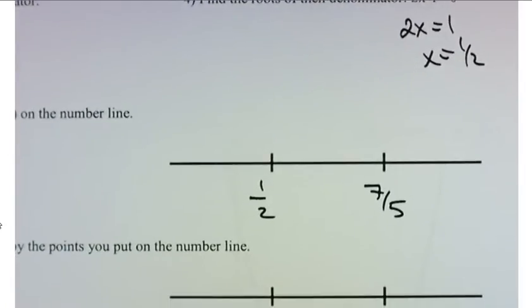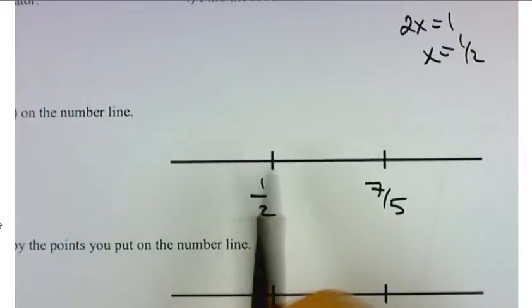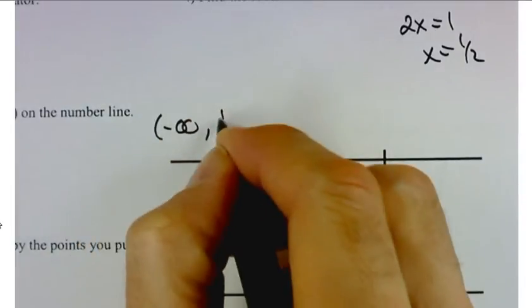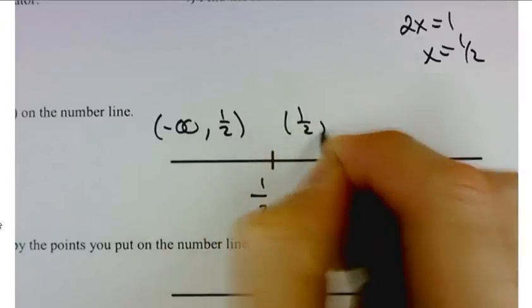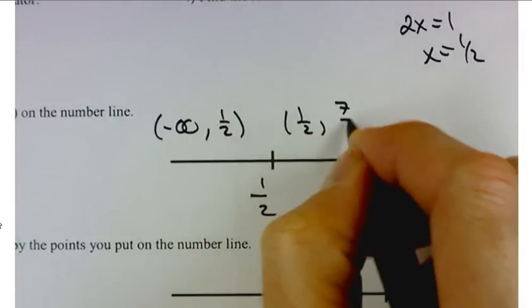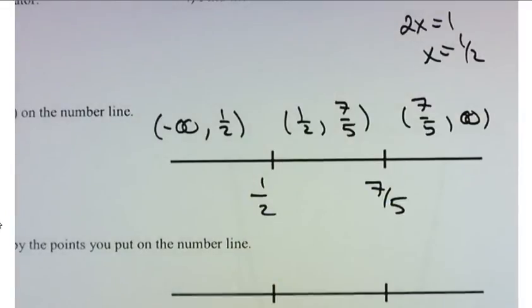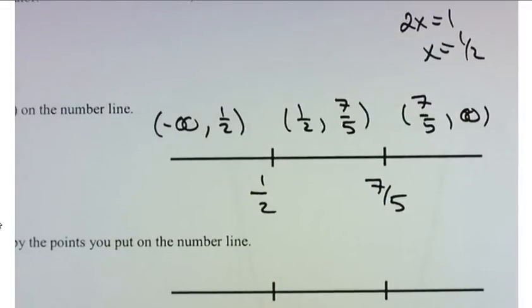The rest of this should take on kind of a familiar flow. We're going to try and figure out where this is positive and where this is negative. But before I do that, let's figure out the intervals that this makes. It'd be negative infinity to 1/2, 1/2 to 7/5, and 7/5 to infinity. So one or more of those intervals are going to be our solutions.